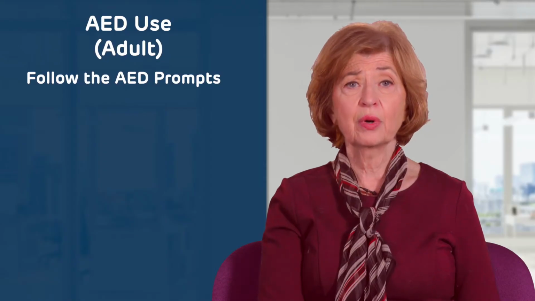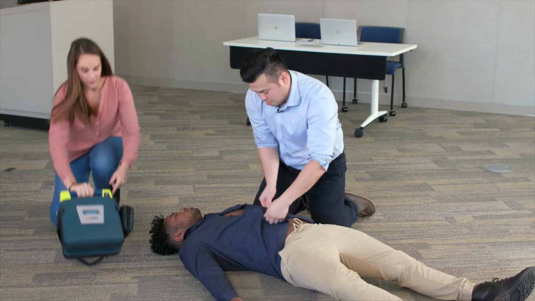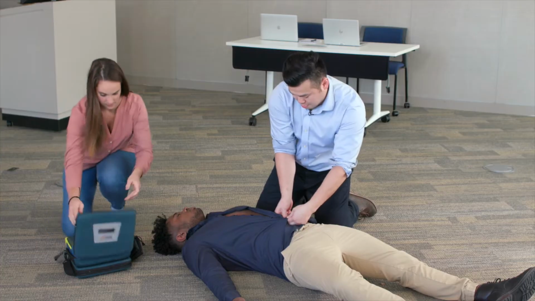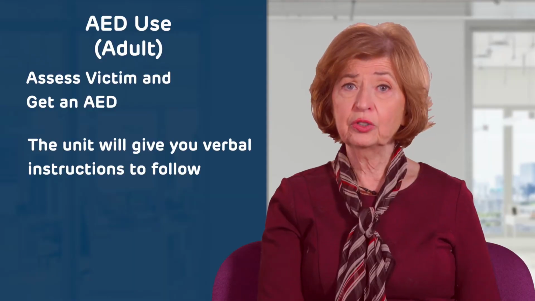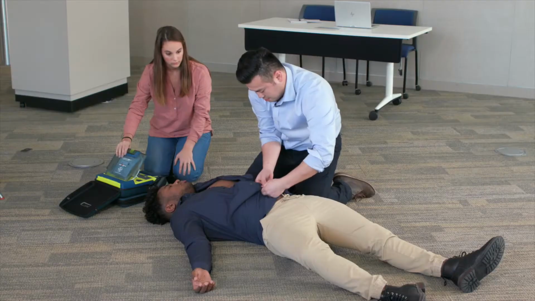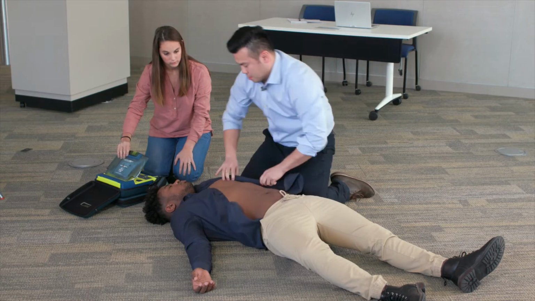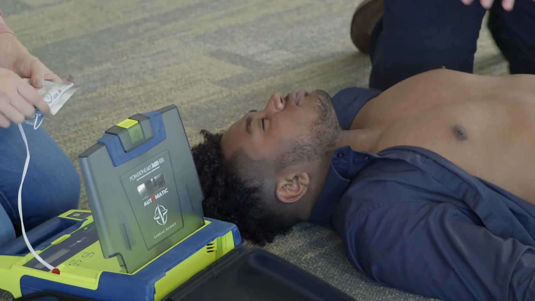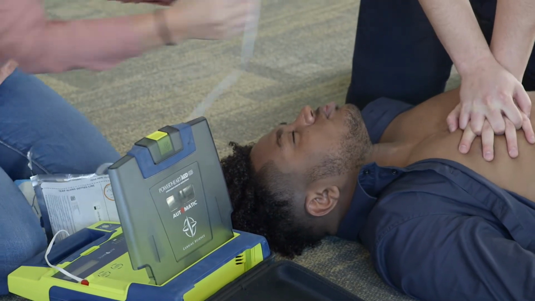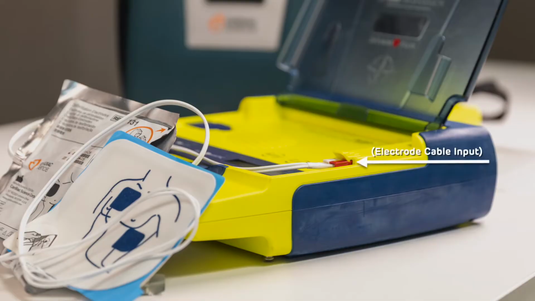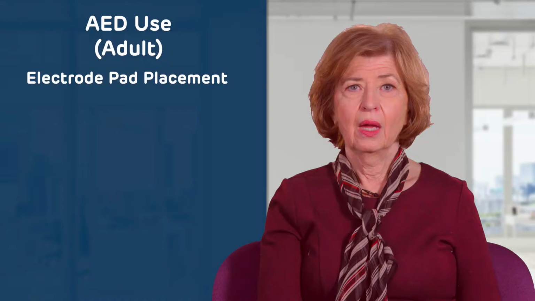Follow AED prompts. Once the AED is on site, open the unit and turn it on if needed. The unit will give you verbal instructions to follow. Tear open package and remove pads. If you have help on site, continue CPR while the AED is being set up. Plug the electrode cable attached to the pads into the unit if they are not already connected.